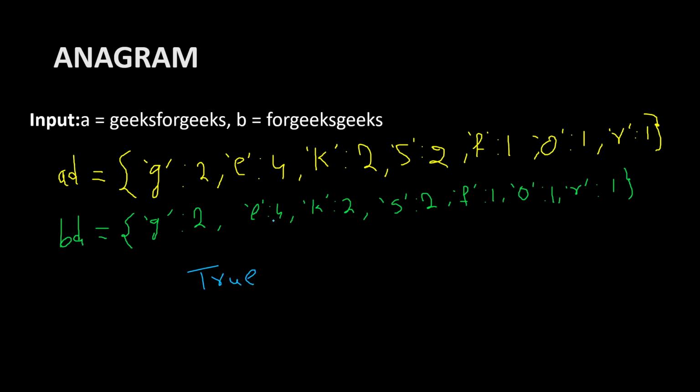If any character is different, for example, if one E is missing in the second example, the count will be 3 there. So when we check the value of E from AD and BD, the value is different. In that case, we immediately return false. I hope you have understood the meaning of anagram and how to implement it. If you still haven't understood, let's go to the coding section and do the question.